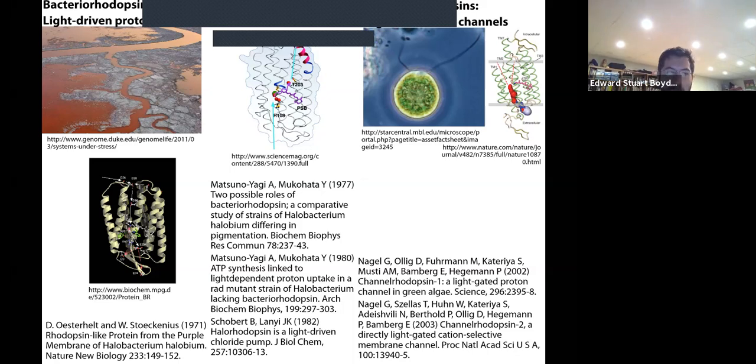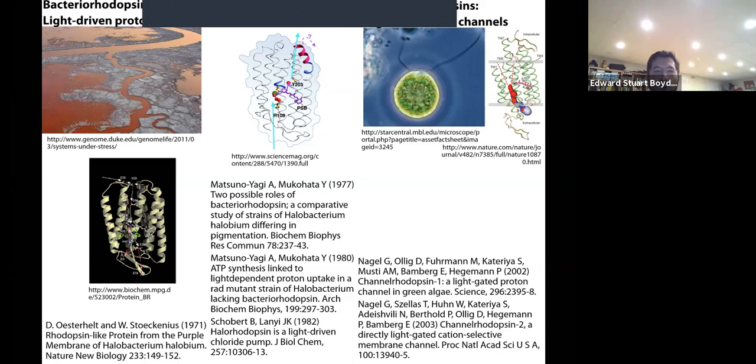What if we could put the gene into neurons? Would neurons be able to express these safely and effectively? Furthermore, these molecules require a molecule called all-trans retinal to sense the light, a cofactor. Would neurons have that, or would we have to add it?